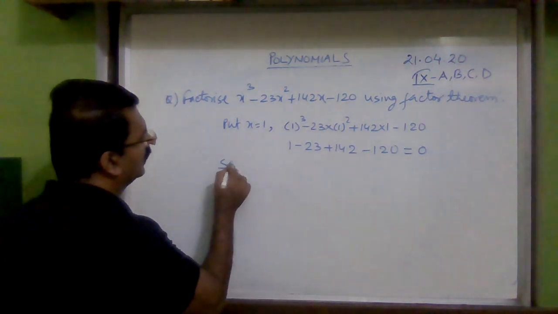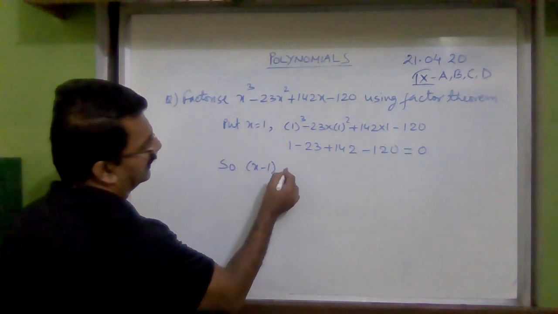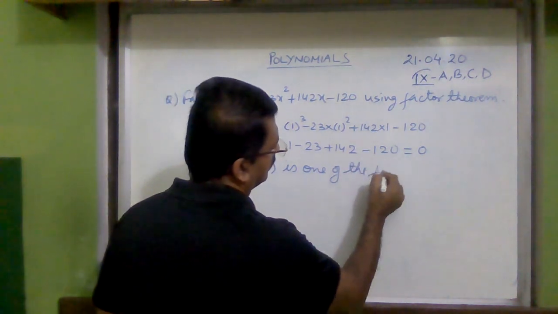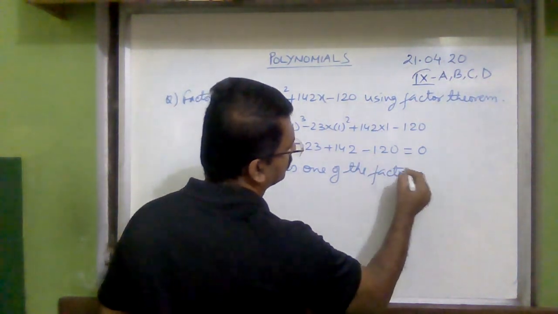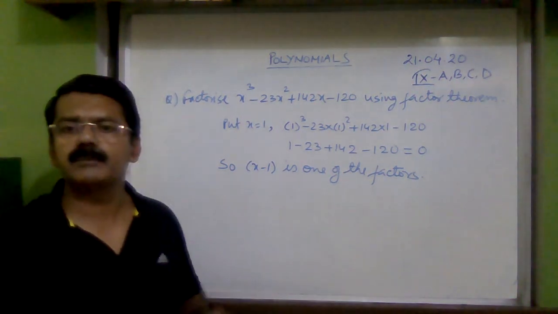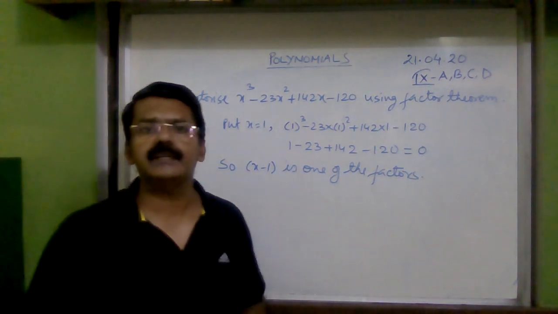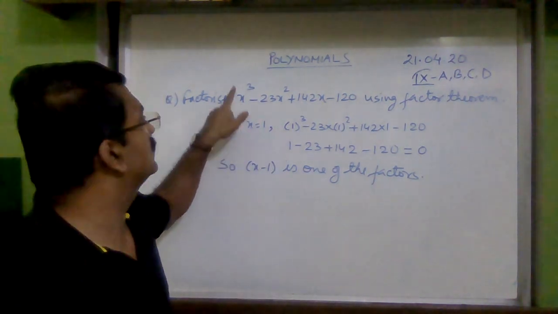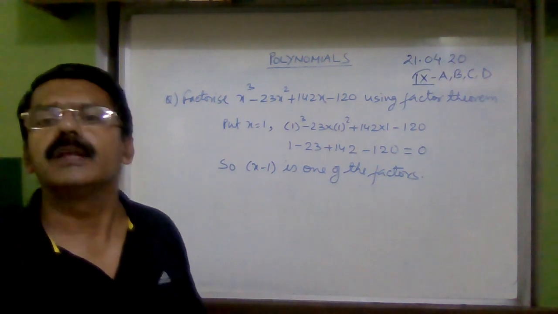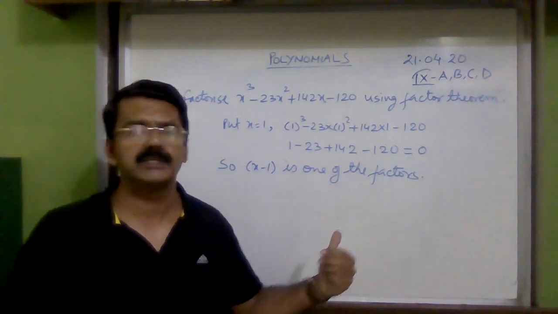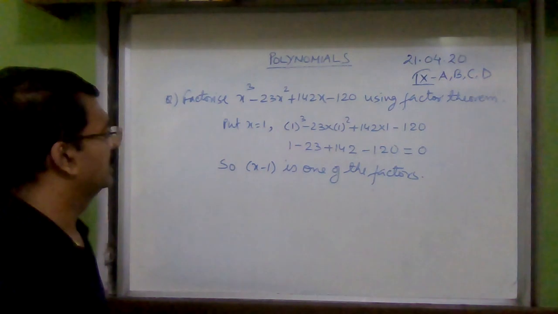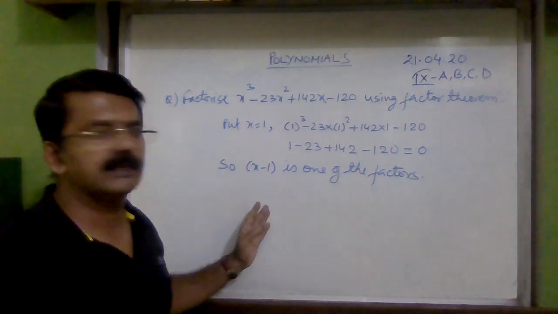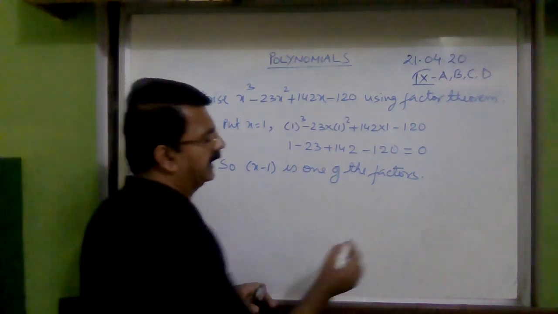So x minus 1 is one of the factors. Now tell me how many factors will be there in this expression? You are correct. There will be 3 factors because the highest power of the variable is 3. It's a cubic expression. So there will be 3 factors of this given expression. Out of the 3, we have got 1 factor. So now we will divide the given expression by this factor we have obtained.